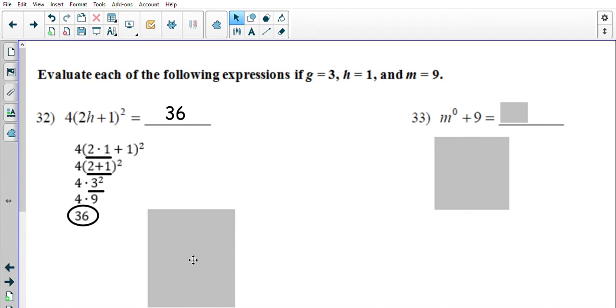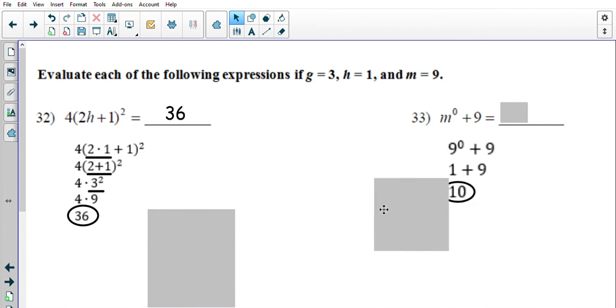All right, number 33, m to the 0 power plus 9. M is 9. In fact, it doesn't matter what variable we use there because anything to the 0 power is 1. So we get 1 plus 9, which of course is 10. Again, anything to the 0 power is 1.